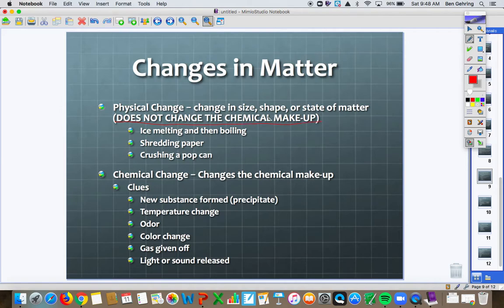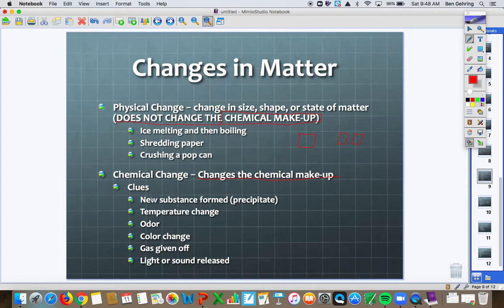So if I cut a piece of paper, is that a physical or chemical change? Am I still talking about paper? Is the question. And the answer is yes. As long as I'm still talking about paper, whether it's here or whether it's here, my paper is still paper. That's a physical change. I changed the size and the mass and the shape of my paper, but I didn't change the paper itself. Chemical changes are changes to the chemical makeup.